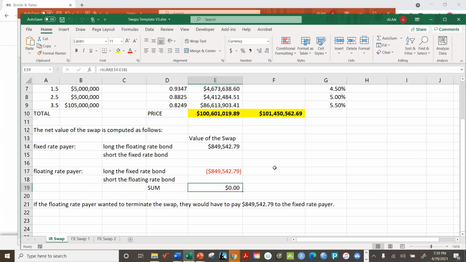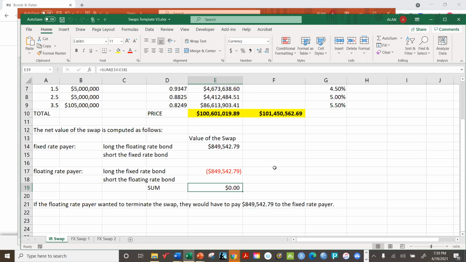So that's really the significance of this value. It's not like it's a stock where I can turn around and sell it for $849,542.79. Instead, it means that if I were to try to offset the swap or unwind it, the floating rate payer would owe the fixed rate payer that difference, which is $849,542.79.